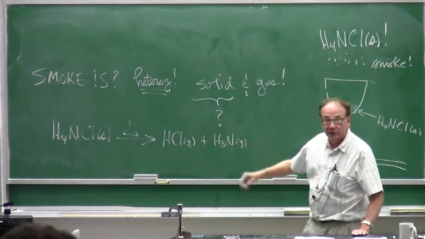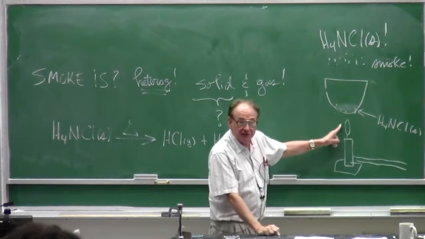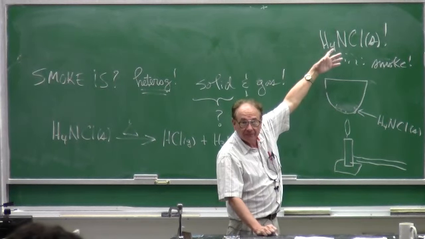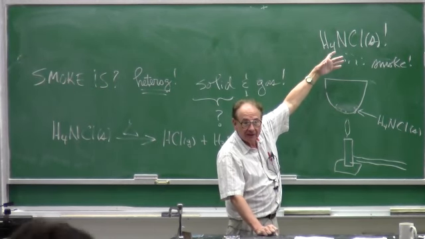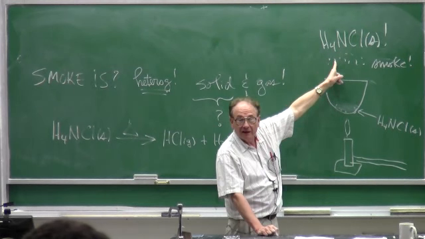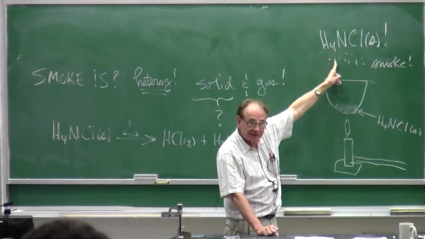When these molecules leave the hot vicinity of the heated crucible, they slow down. They lose kinetic energy. And they re-react. The smoke is reformed ammonium chloride. That's the smoke. That's the solid.